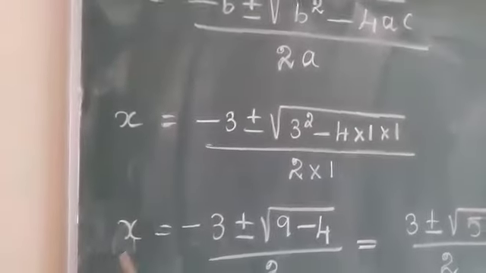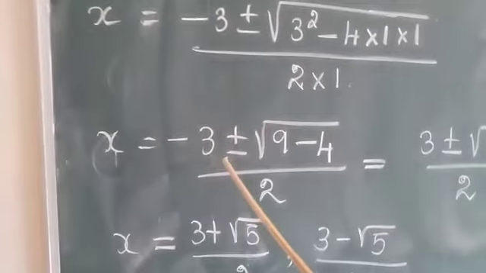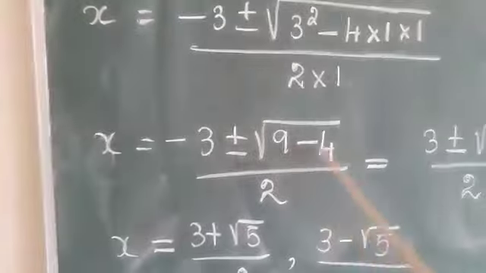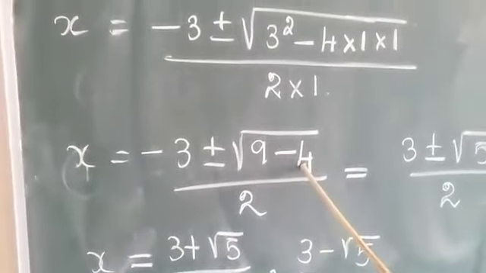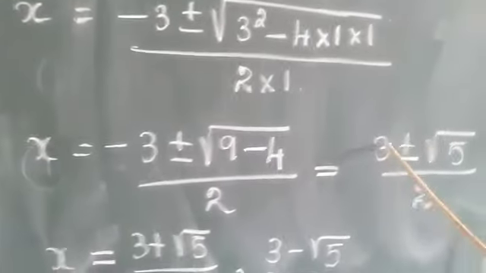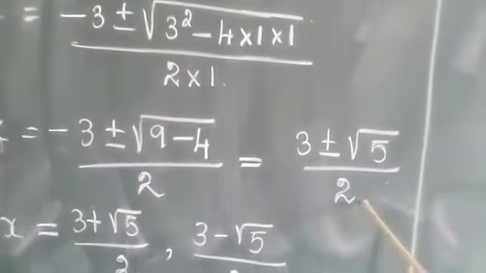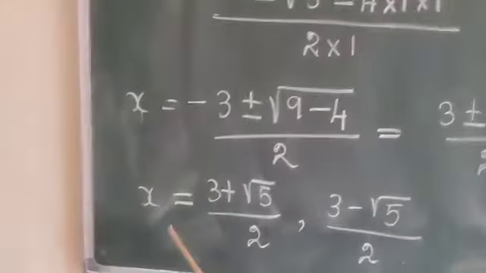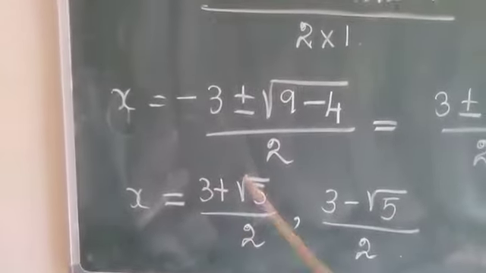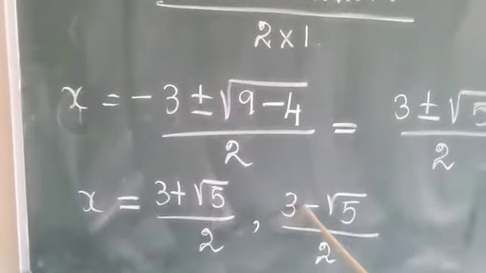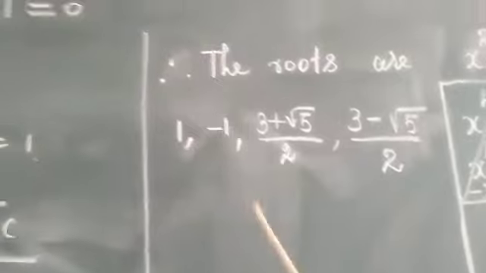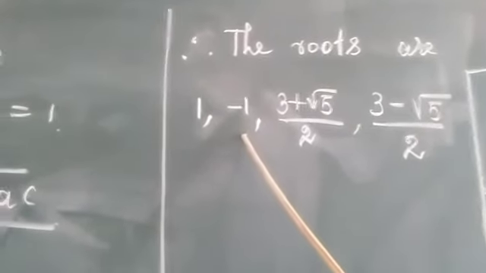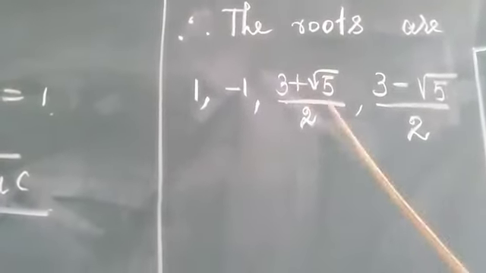That is equal to minus 3 plus or minus square root of 9 minus 4, divided by 2. If you subtract 9 minus 4, we get 5. So x equals minus 3 plus or minus root 5, divided by 2. Now we can write x equal to minus 3 plus root 5 by 2 and minus 3 minus root 5 by 2. Therefore the roots are 1, minus 1, minus 3 plus root 5 by 2 and minus 3 minus root 5 by 2.